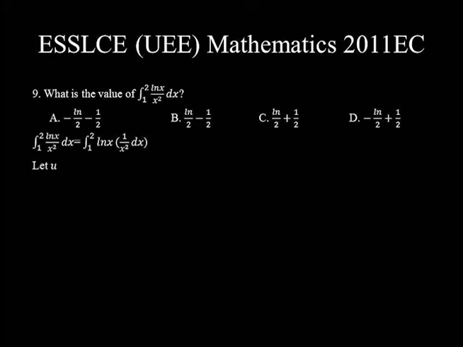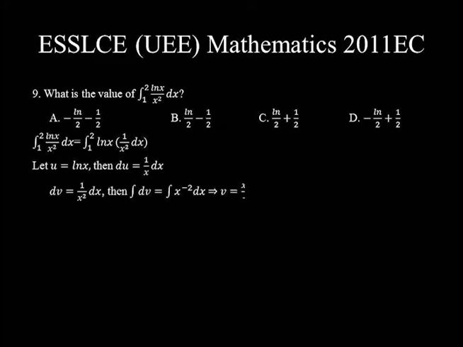Let u is equal to ln x, then the derivative of u is equal to the derivative of ln x, which is 1 over x times dx. Again, let dv is equal to the remaining expression, that's 1 over x squared dx. Then the integral of dv is equal to the integral of 1 over x squared, which means x to the power of negative 2 dx.